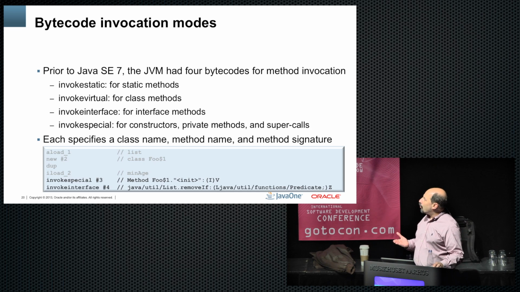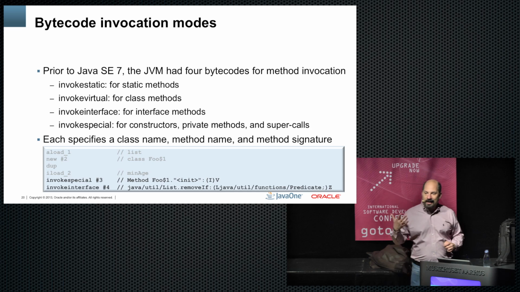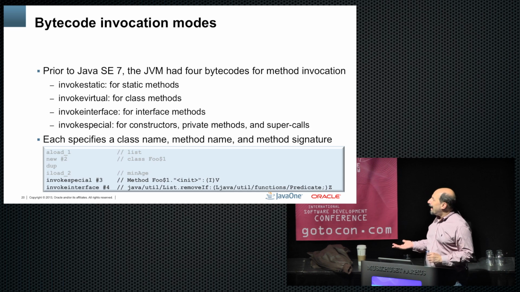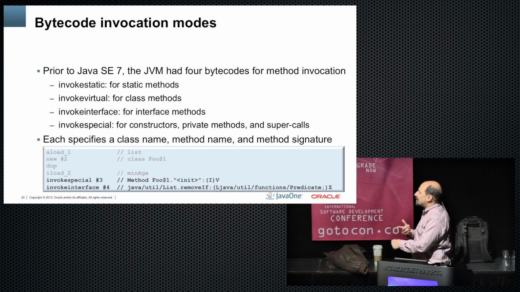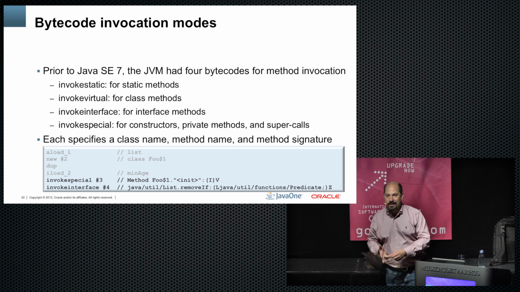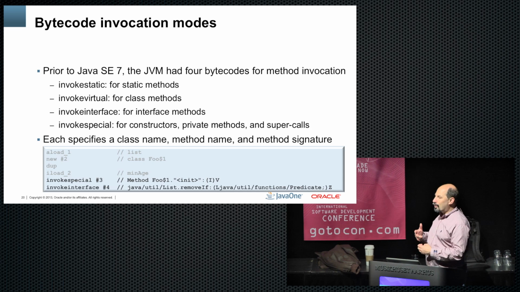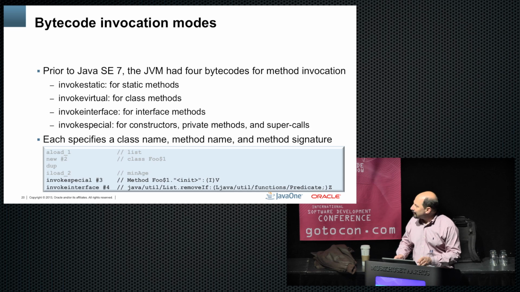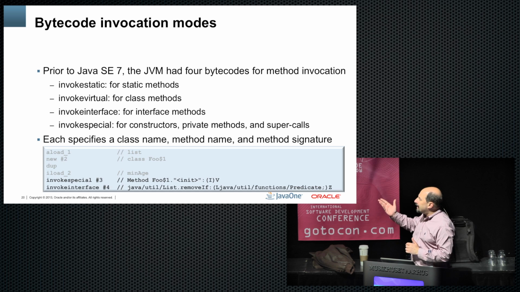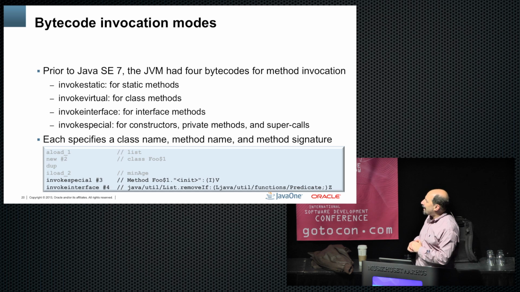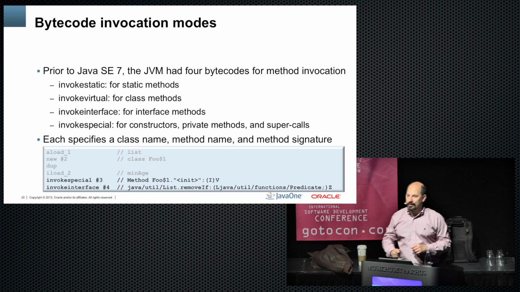Prior to Java 7, there were 4 invocation modes, 4 different bytecodes for invoking methods. They were invokestatic, invokeinterface, invokevirtual, and invokespecial. And they correspond pretty straightforwardly to Java language situations. One is for static methods, one is for interface methods, one is for virtual methods, and then one is for everything else. So invokespecial handles constructor calls and super calls and private methods and all the things that don't fit neatly into one of the other 3 buckets. And we saw examples of 2 of these in the bytecode representation for the inner class. We used invokespecial to invoke the constructor of Foo$1, and then we used invokeinterface to invoke the removeIf method.